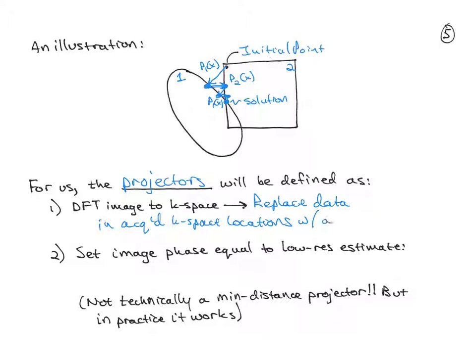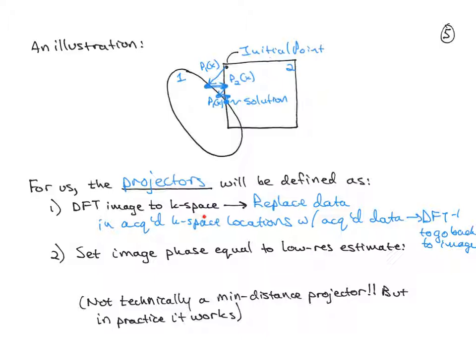With the acquired data. And then to go back to an image, we'll take an inverse DFT again to get back to an image. So projector 1 should take some image whose data in k-space do not quite match the acquired data.